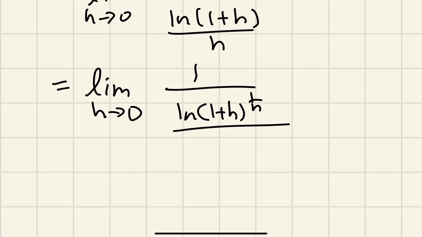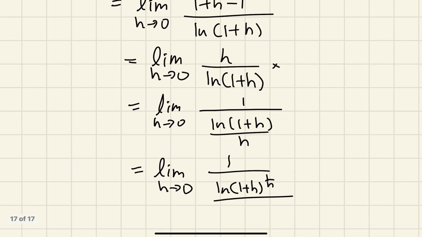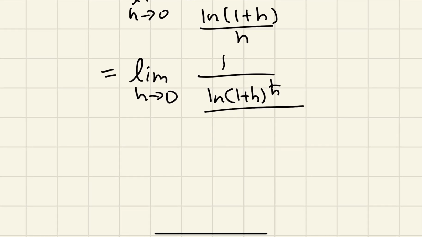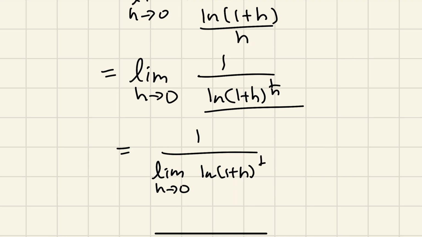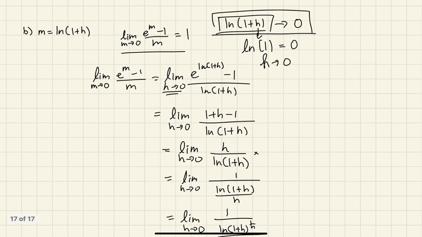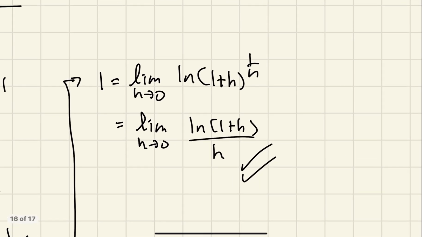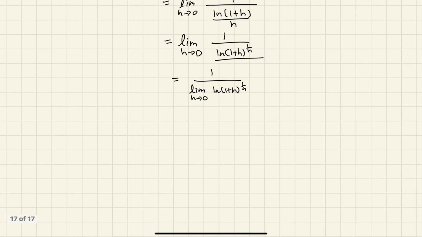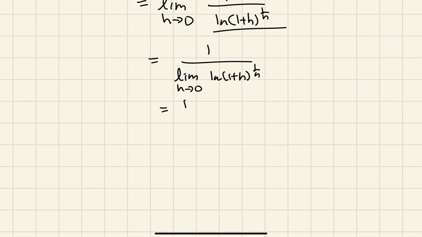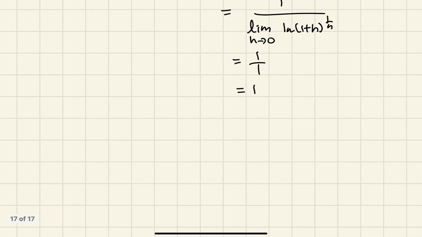And if we look back above, the limit as h approaches 0 of 1 is just 1, right? What is the limit as h approaches 0 of ln of 1 plus h, all to the power 1 over h? Well, let's look back on this page. It is 1, so it's just 1 over 1. And we have proven the question. So yeah, another 3 marks. And let's keep going.